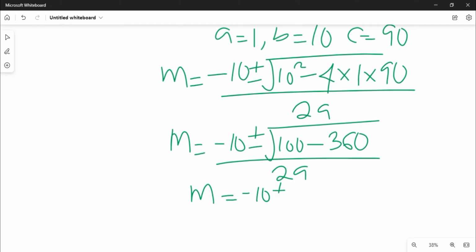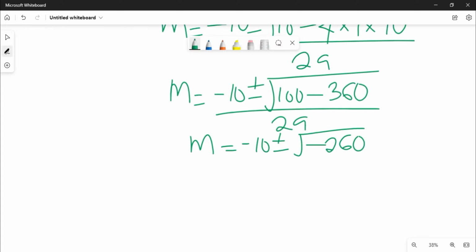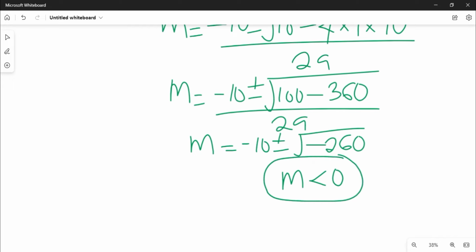Now if you simplify the numerator, you're going to find out that this will give us minus 10 plus or minus the square root of negative 260. Remember, because this is a negative 260, our m is going to be less than 0. And this is going to be an imaginary root, because it is negative. It's not a real root. So because it's not a real root, we're going to reject this solution.